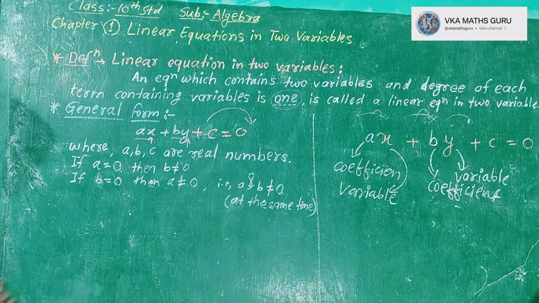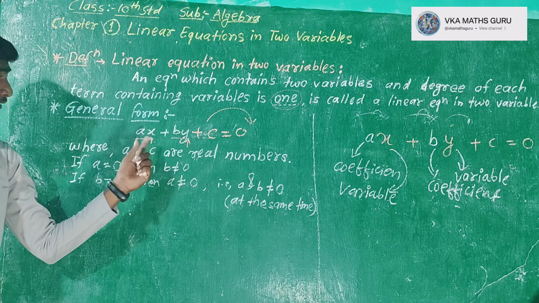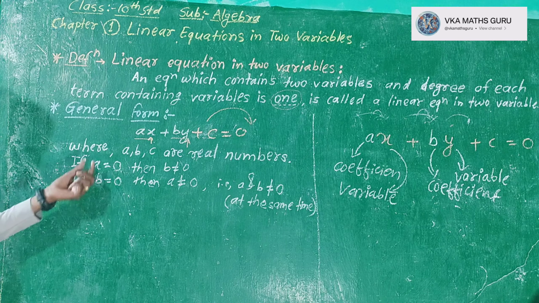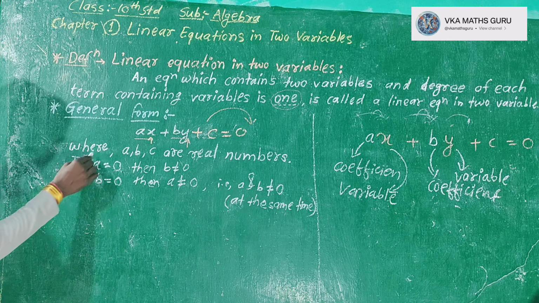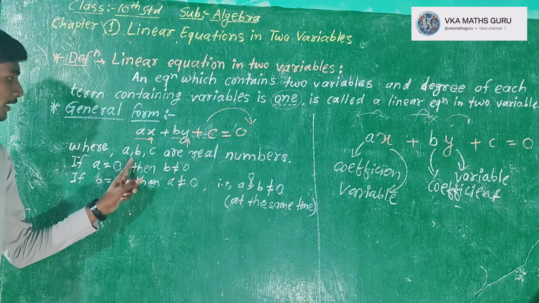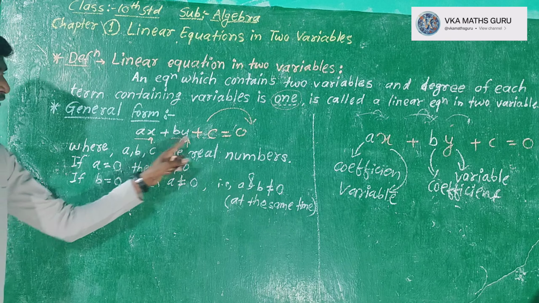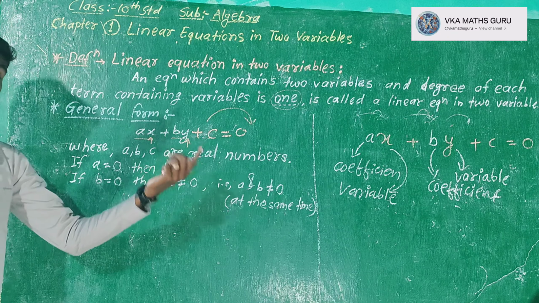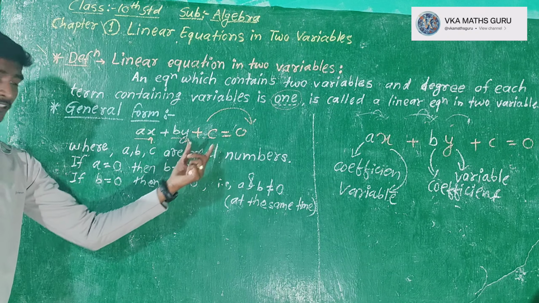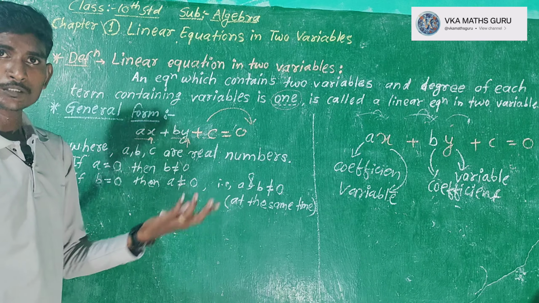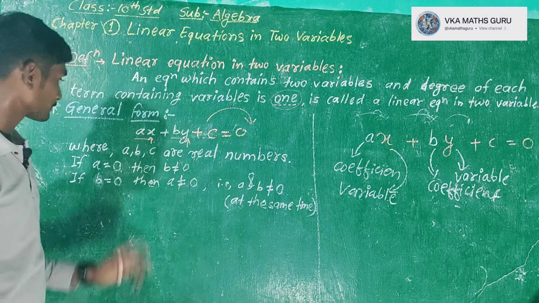Now you see here the general form ax plus by plus c is equal to 0, but there is a condition: a, b, c are real numbers. These are the coefficients. They can be numbers like 1, 2, 3, 4, minus 2, minus 3, like this.